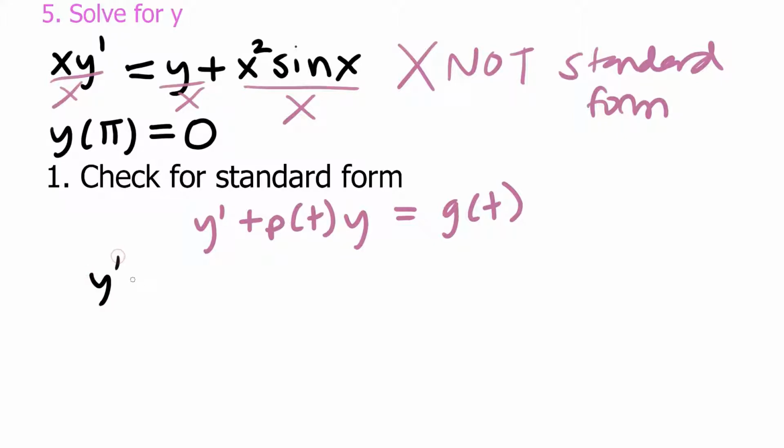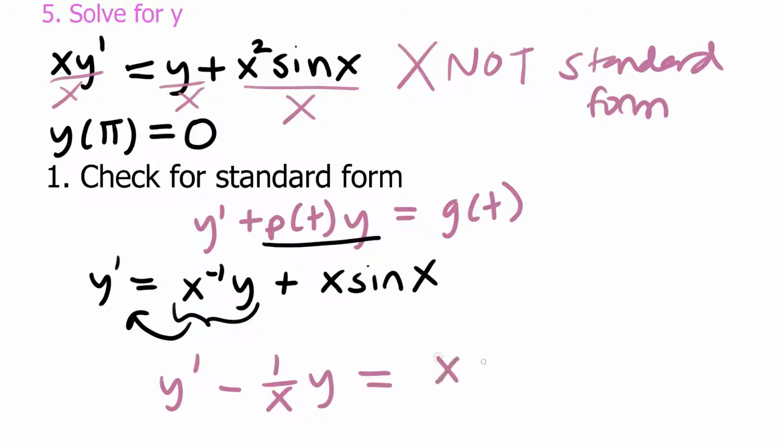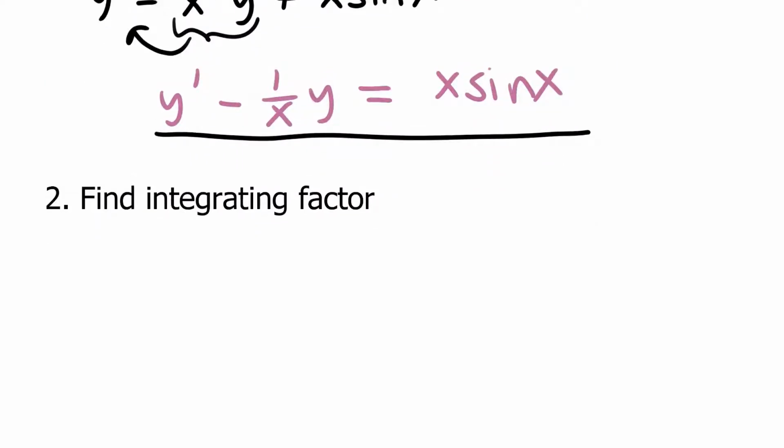And we're left with y prime equals x to the negative 1 y plus x sine x. We also have this y term on the right side when we really want it on the left side. Like here, we have the p of t y on the left hand side, not on the right side. So we're going to move that there by doing subtraction. And we end up getting our final standard form of y prime minus 1 over x y equals x sine of x. This is our standard form, and we can do the next step, which is to find the integrating factor.